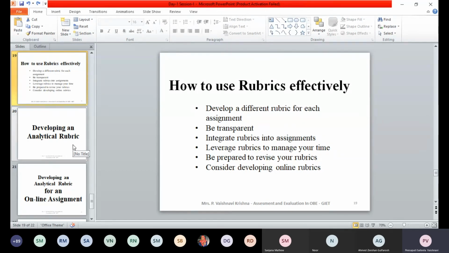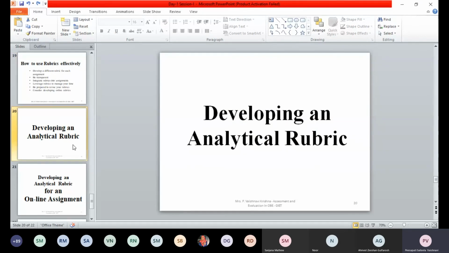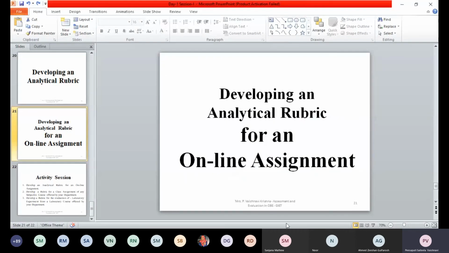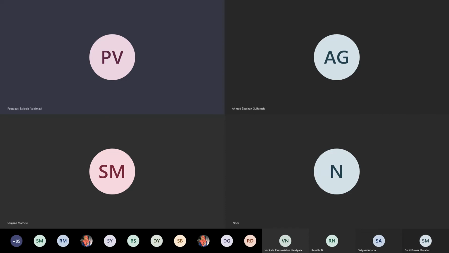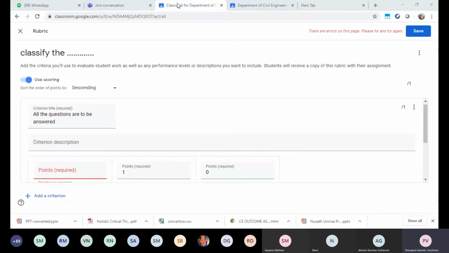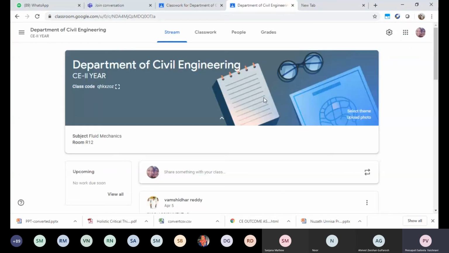I will now show you how to add. We have seen how to develop an analytical rubric. Let me share my screen. I'm sharing another part of my screen. Can you see my screen? Is the Google Classroom visible to you all? Yes, madam. Yes, ma'am. So this is a Google Classroom.